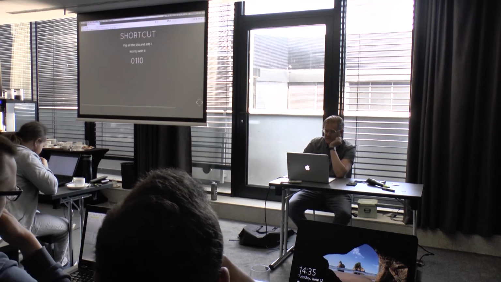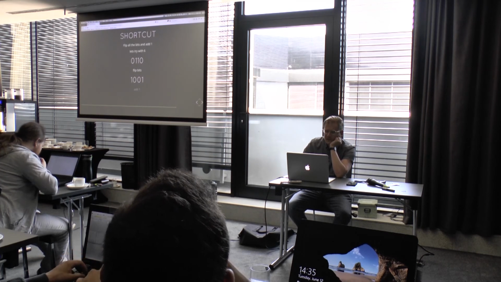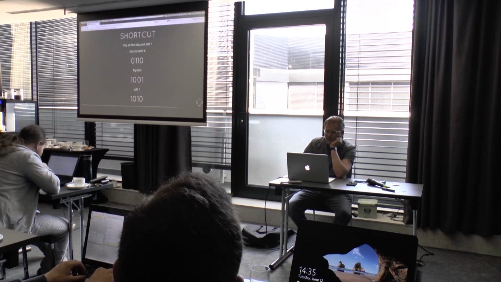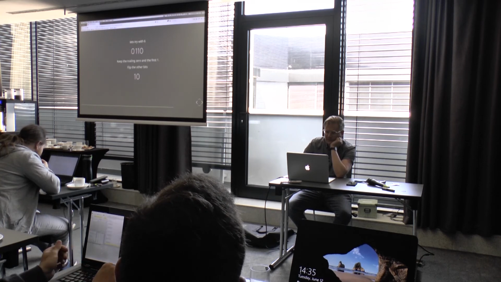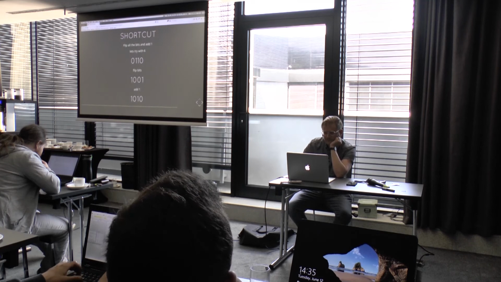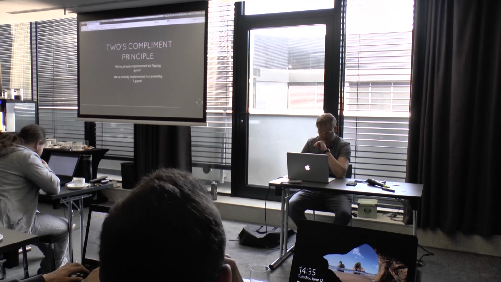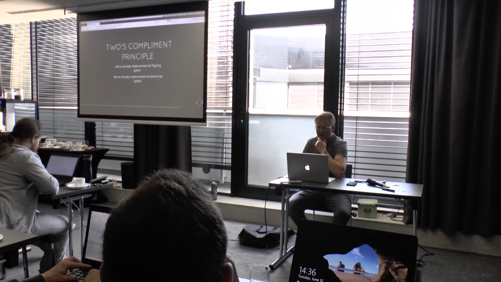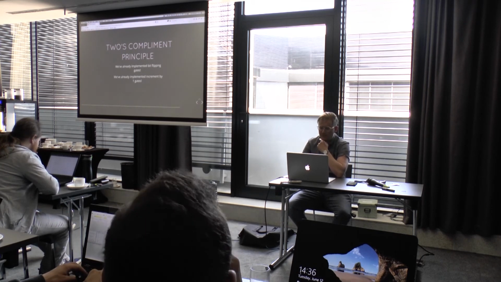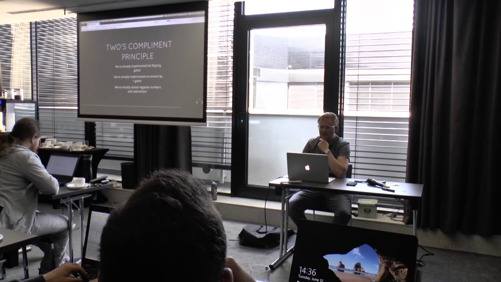So if we try the same thing with 6, we just flip the bits. We get 1, 0, 0, 1. And then if we add 1, we get 1, 0, 1, 0. And if we look at our result from before, it's the same, right? So that's the two's complement principle. And we've already implemented the bit flipping gates. We've already implemented increment by 1. And so we've solved negative numbers and subtraction.